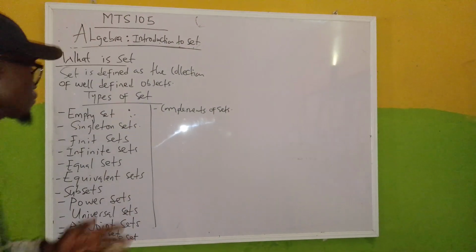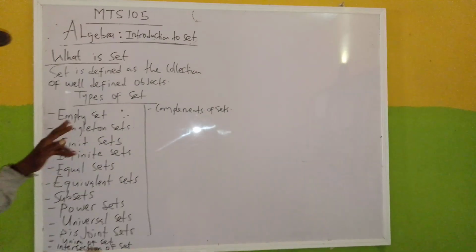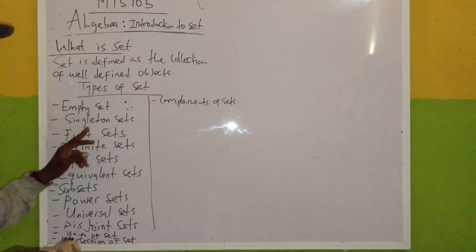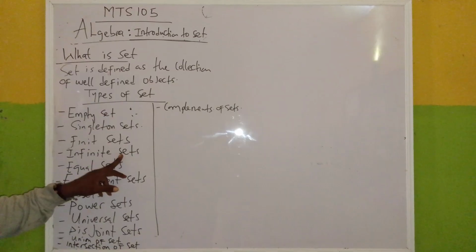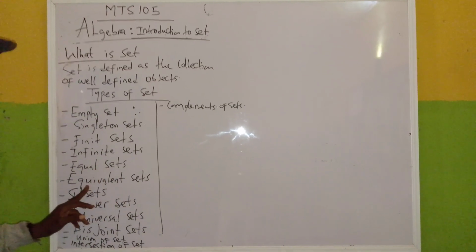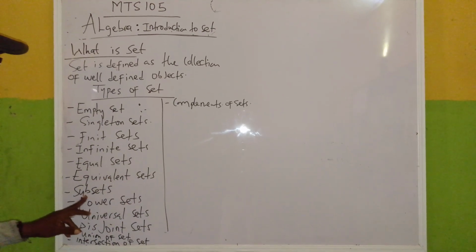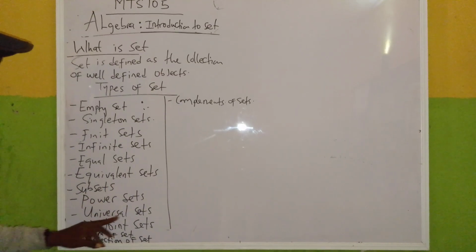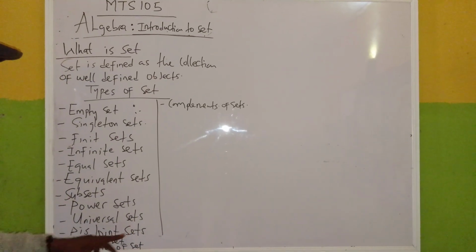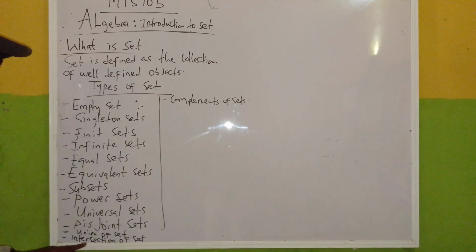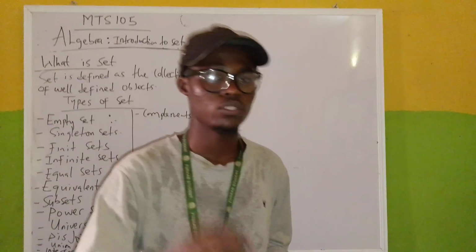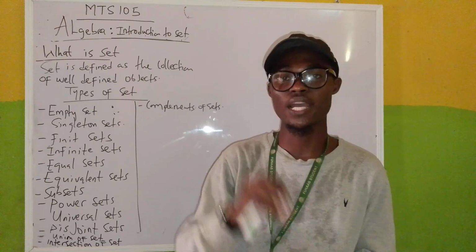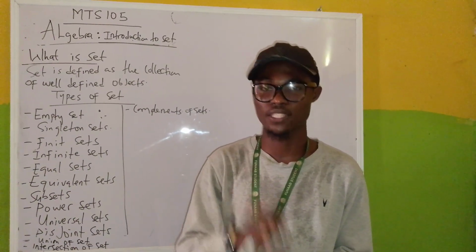So types of set now, we have the empty set, we have the singleton set, we have the finite set, we have the infinite set, we have the equal set, we have the equivalent set, we have the subset, we have the power set, we have the universal set, we have the disjoint set, we have the union of sets, then we have the intersection of sets, then we have the complement of a set. So now I am going to break it down one after the other, and I want your attention.